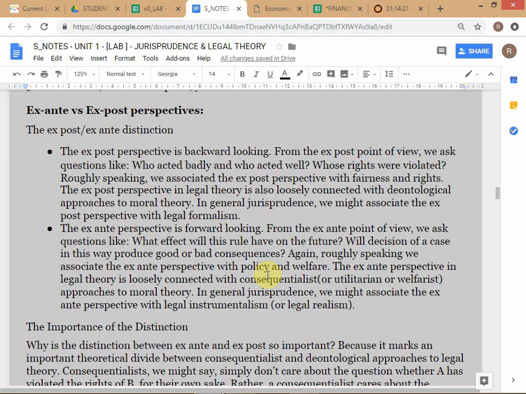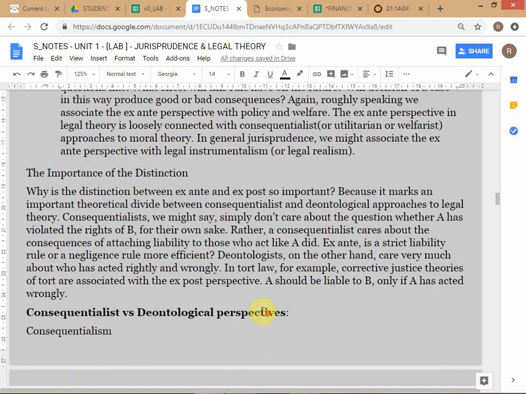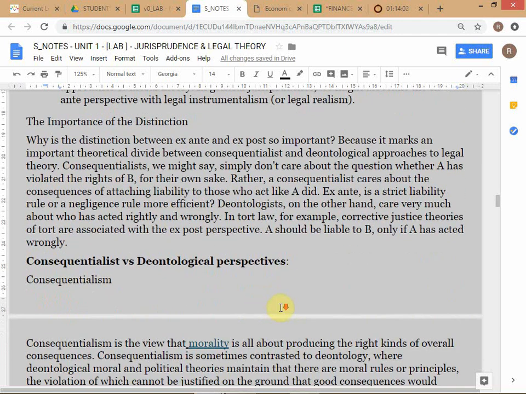And the ex post perspective is more like formalism, where the judge basically just looks at what the rule was, and if you violated the rule, then you'll have to pay a penalty, and we don't really care about the consequences. So this is basically the distinction. Just read up on the rest of it on your own, okay?